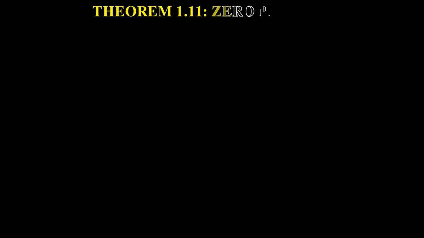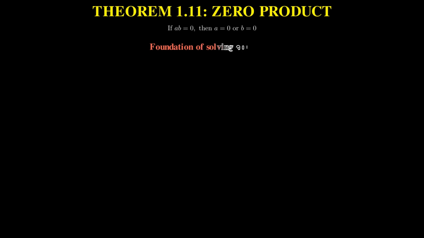Theorem 1.11. The zero product property. If a times b equals 0, then a equals 0, or b equals 0. This is the foundation for solving equations. For example, if x times (x minus 5) equals 0, then x equals 0, or x equals 5.